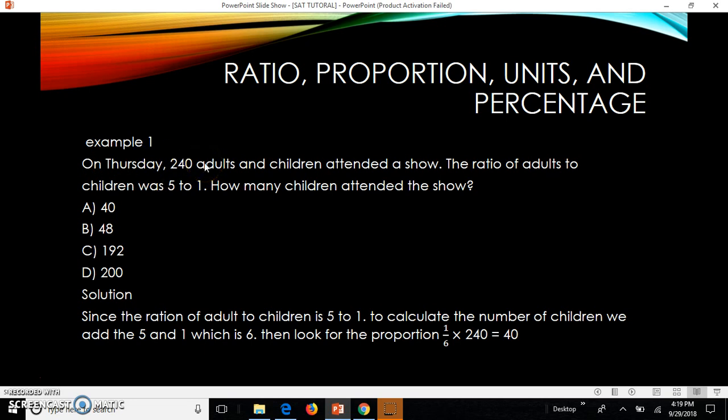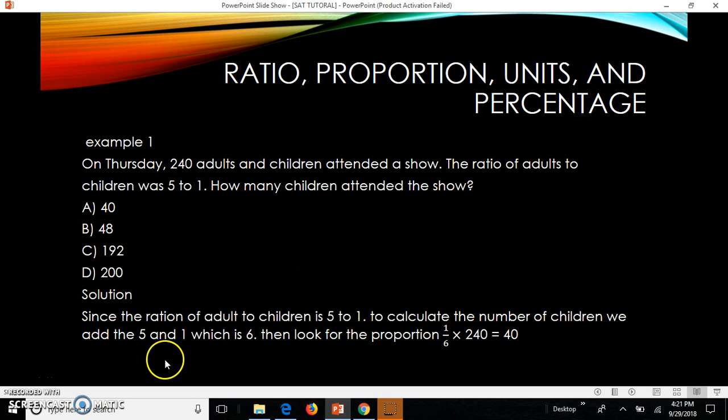On Thursday, 250 adults and children attended the show. The ratio of the adults to the children was 5:1. How many children attended the show? The solution is this. They already told you here, 5:1, that's the ratio, and that's the total number of adults and children. So when you sum this up, it's going to give you 6. That is equivalent to 240.